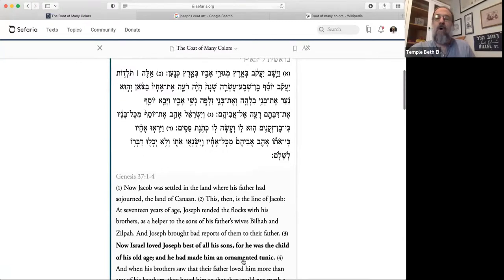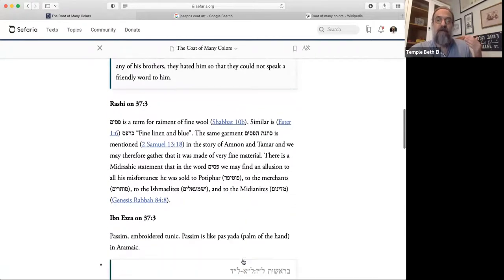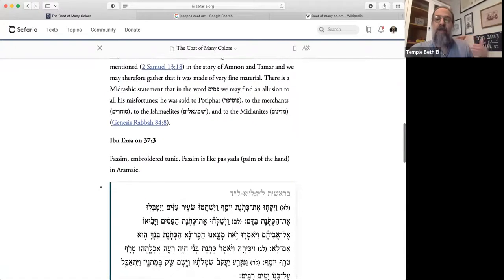Here it's translated "ornamented" in some way, right? That's taking on the Ibn Ezra comment, not so much Rashi. Okay, let's jump ahead a little bit.